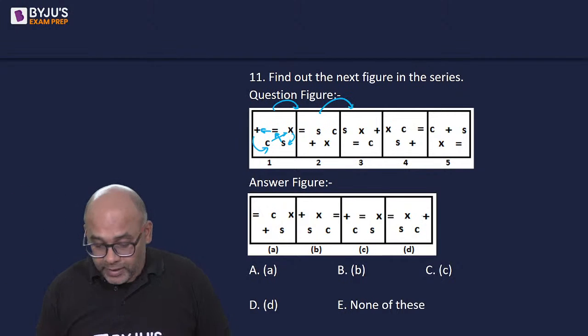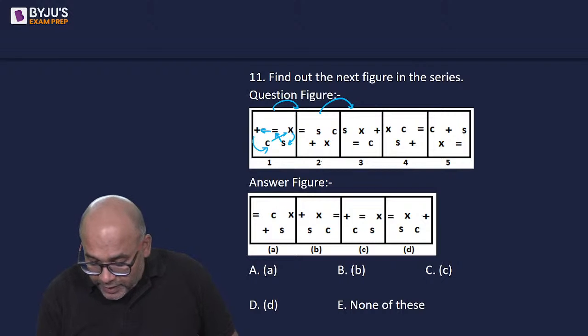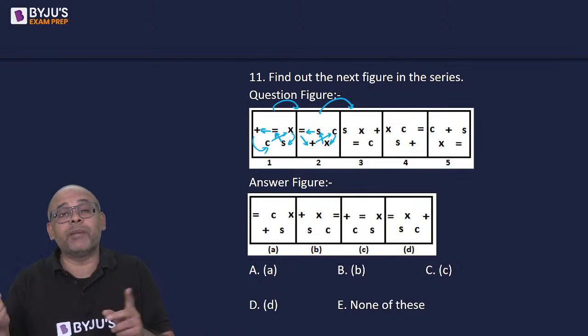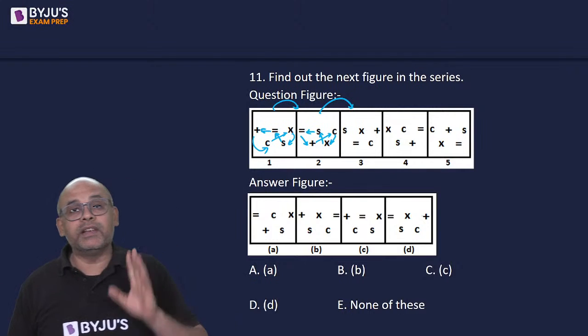Is the pattern repeating? Once again, your S has come here, your equal to has come here, your plus has gone here, your X has come here, and where else? Yes, your C has come here. So you can see exact same markings, which means the pattern is repeating.